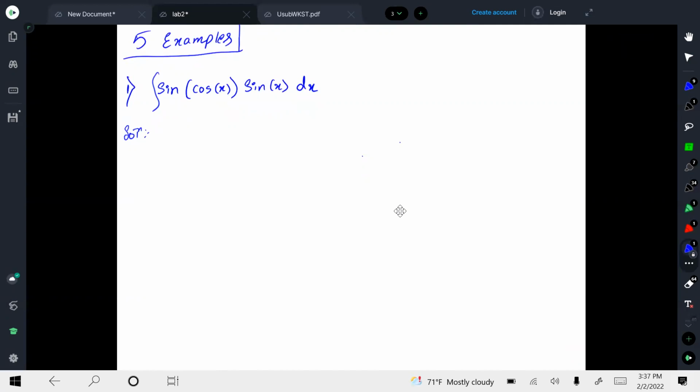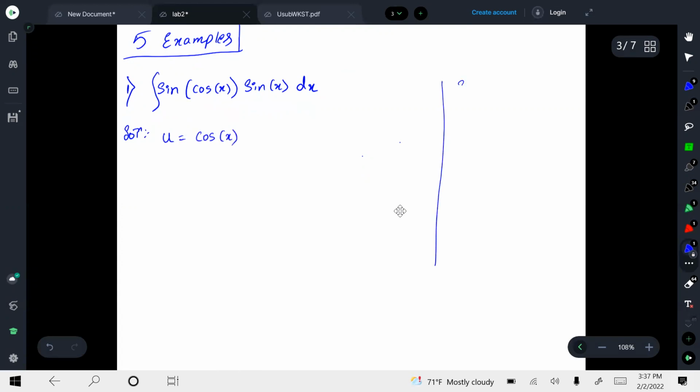Now remember, you have to select your U in such a way that you will not face any x terms in the problem. Okay. I will show you how it will work. Now I will choose U as cos of x. Let me write the steps here.